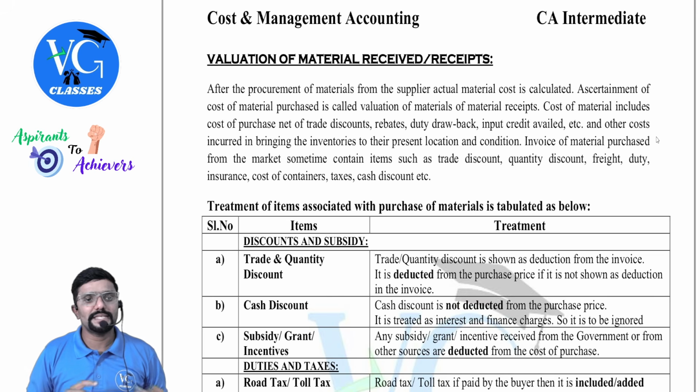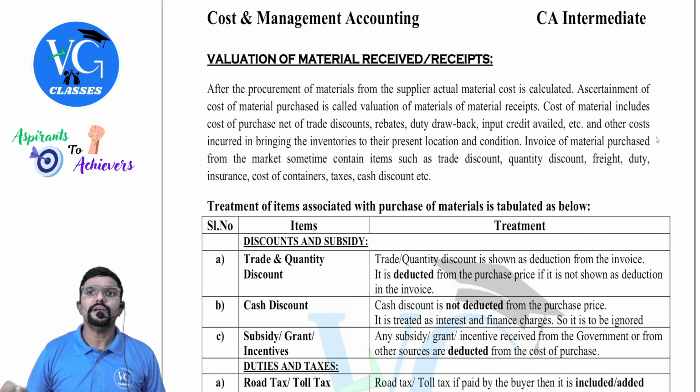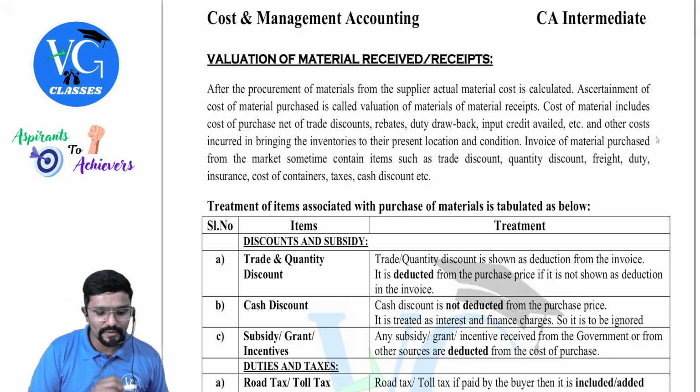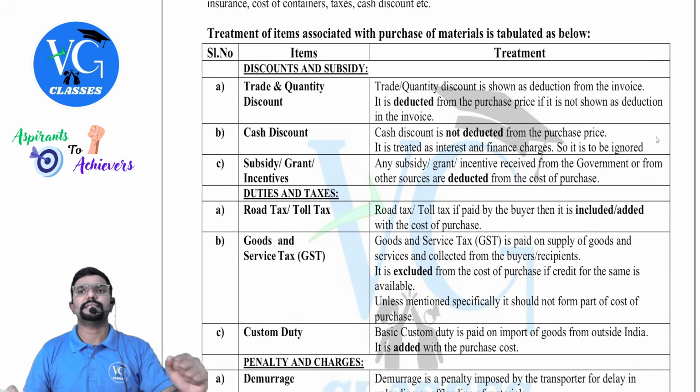An invoice of material purchased from the market sometimes contains items such as trade discount, quantity discount, freight, duty, insurance, cost of containers, taxes, and cash discount. Now, how do we treat them while valuing the inventory? That is what we are learning now. One by one, every item I have given. Let us see.